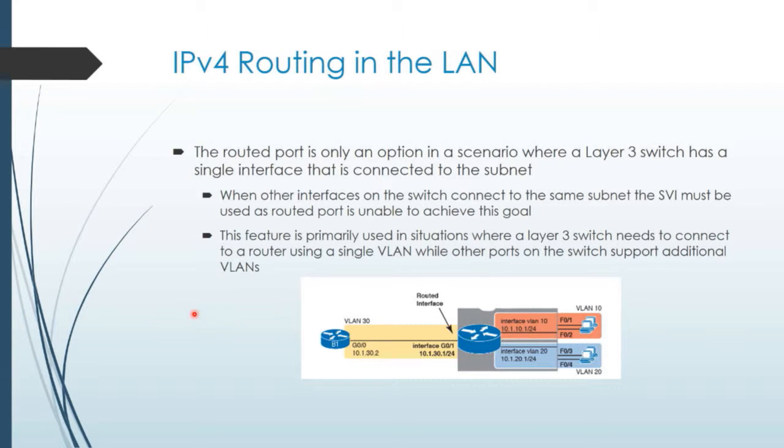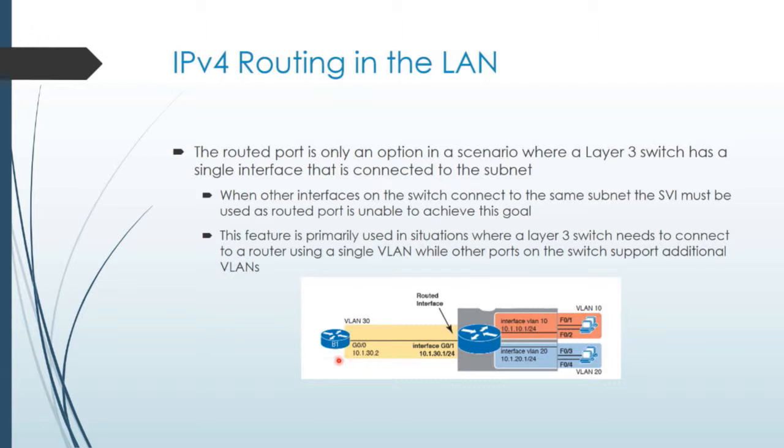Now keep in mind, the routed port is only available in a specific configuration, and that's a configuration where the switch only has a single interface that's connected to the subnet. So in a lot of cases, this is not going to be available. If a switch has multiple interfaces that are access interfaces for clients on the same subnet, on the same VLAN, then you don't just turn one port per VLAN into a routed port. That's not really the idea here. It's for a different kind of scenario.